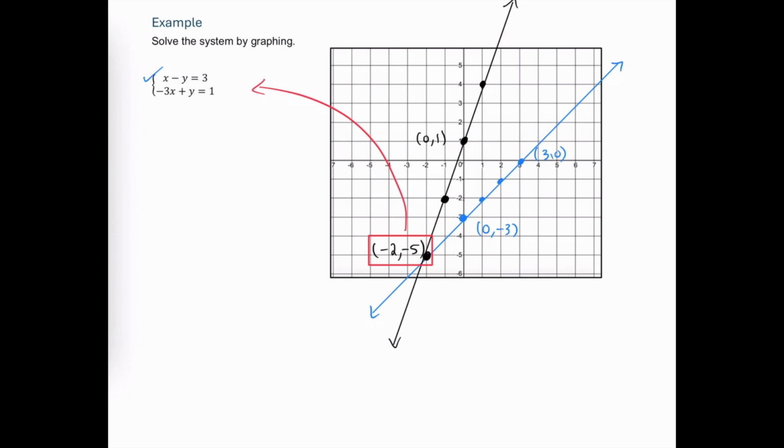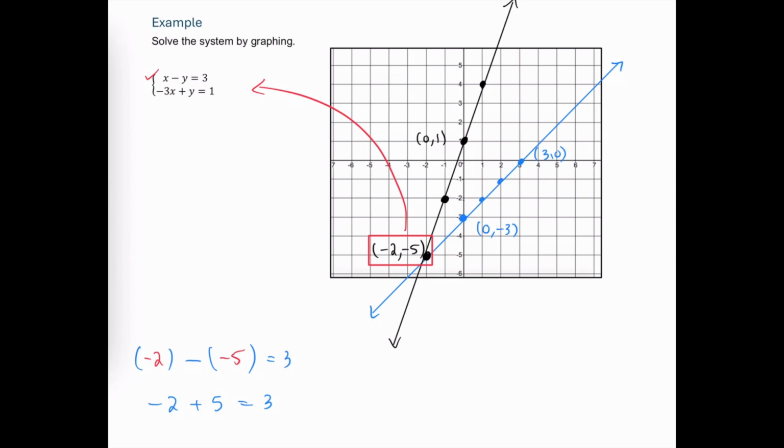So we'll start with the first equation, which is x minus y is equal to 3. Plugging in -2 for x and -5 for y, we evaluate this to get -2 plus 5, which does equal 3, and so our point is an ordered pair solution to the first equation.